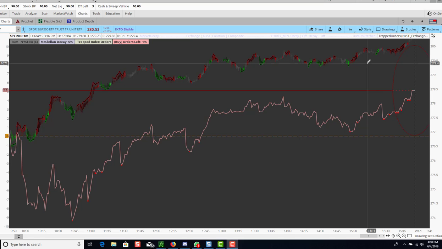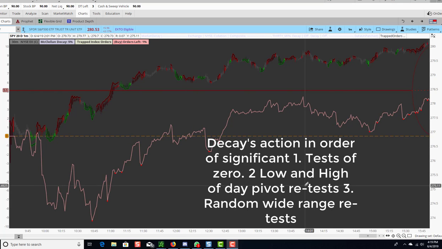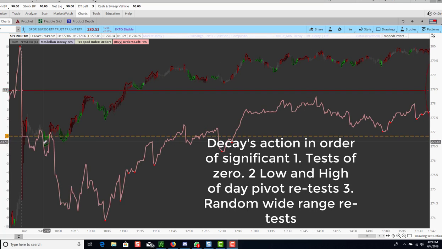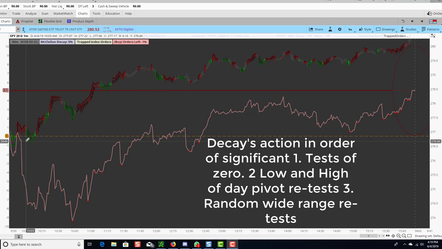A pivot retest would be something like, look, here, and then DECAY comes down, or retest here with some sell volume, and it goes up. They do work with the more significant events to us in DECAY, when it goes below zero, or when it's a wider retest of the low of day or high of day. So that's it on NYSE DECAY. It's more of a micro tool than it is a structural tool.